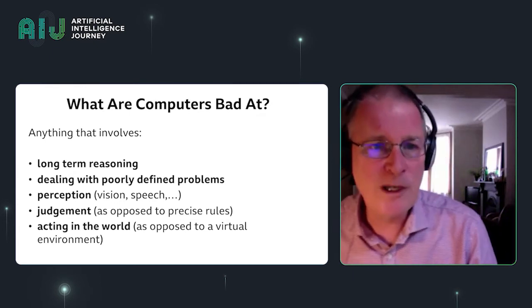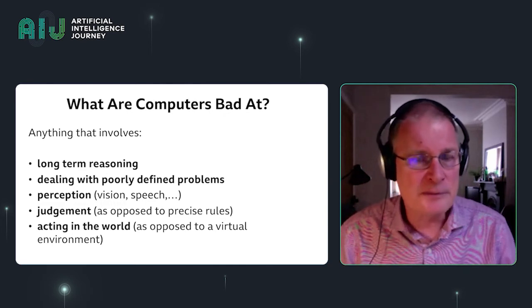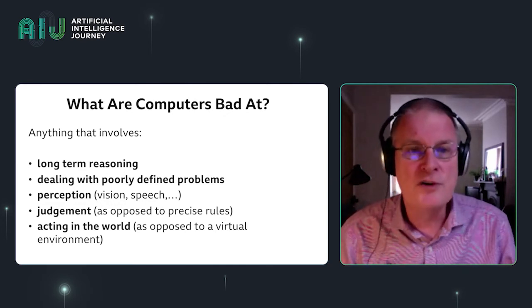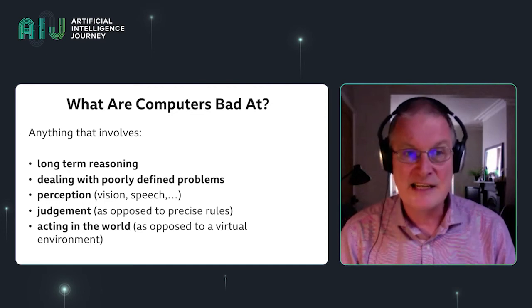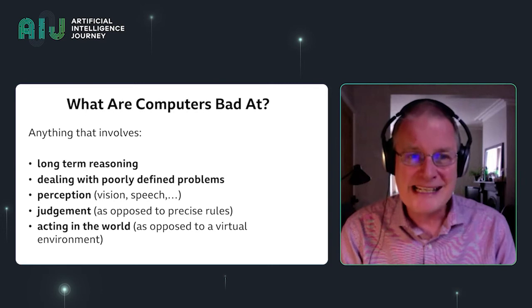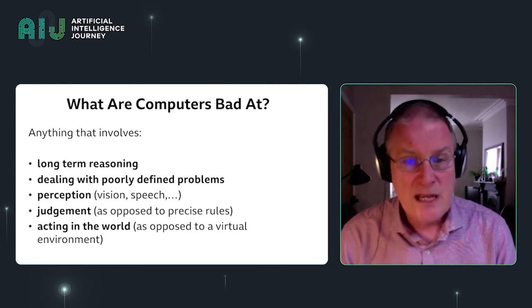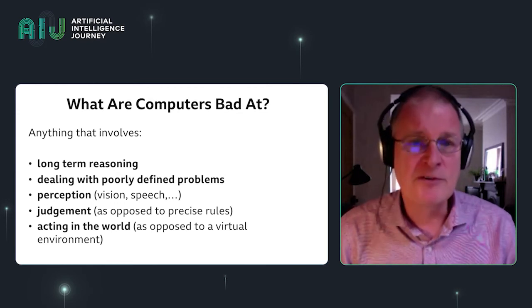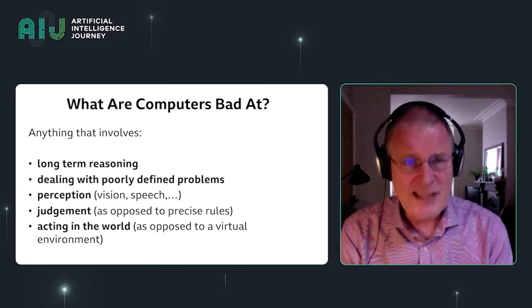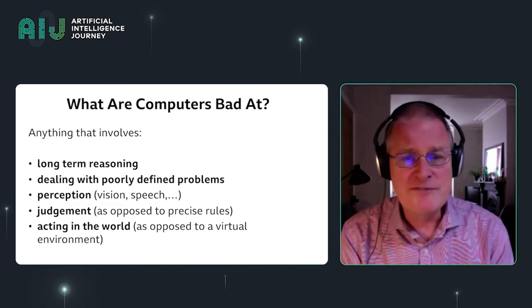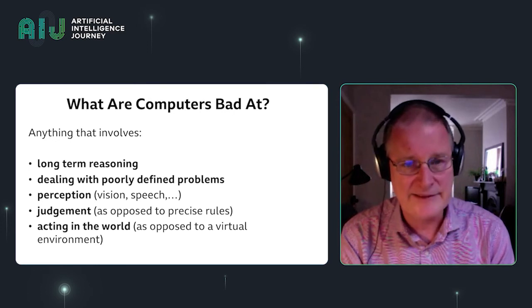Anything to do with poorly defined problems. It's very difficult for programs to learn when you don't know what the rules of the game are, when you don't know what the task is. It's much easier if you know exactly what the challenge is that the program is supposed to be doing. These problems of perception, as we've already heard, were very, very difficult for artificial intelligence for many decades.